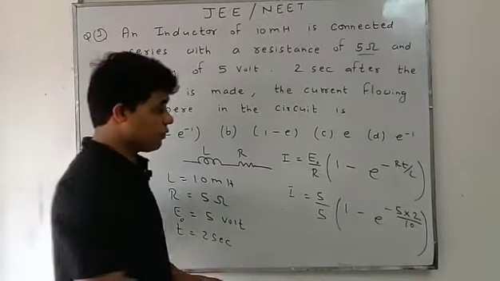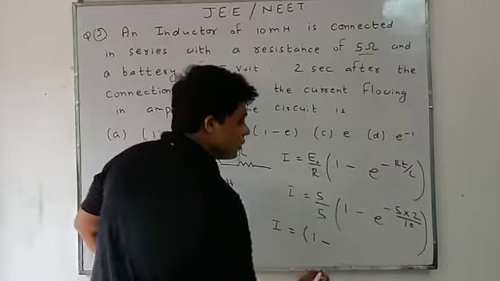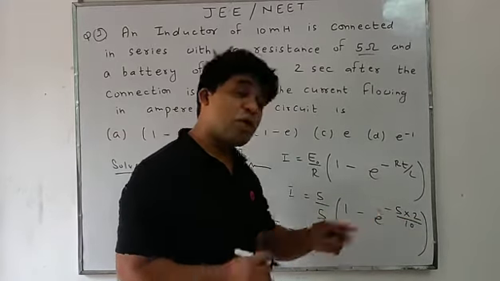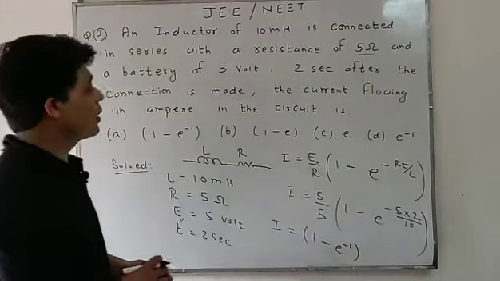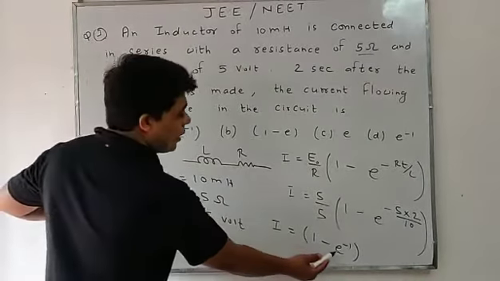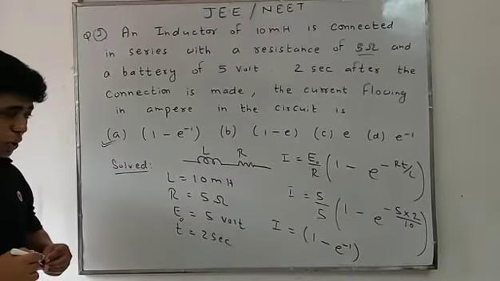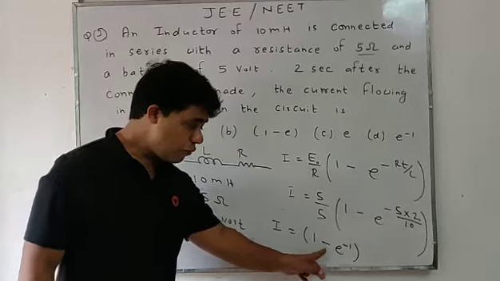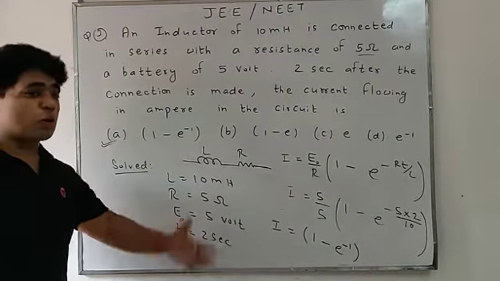Now students, we'll solve this. 5 and 5 cancel out. I equals 1, and 10 and 10 cancel out, so we get e to the power minus 1. Check that, is it there? Yes. 1 minus e to the power minus 1, so which one is the correct option? Option A. So how much current will flow in the circuit after 2 seconds? 1 minus e to the power minus 1, so A is the correct option.